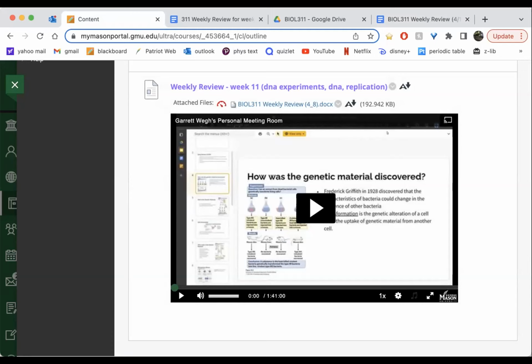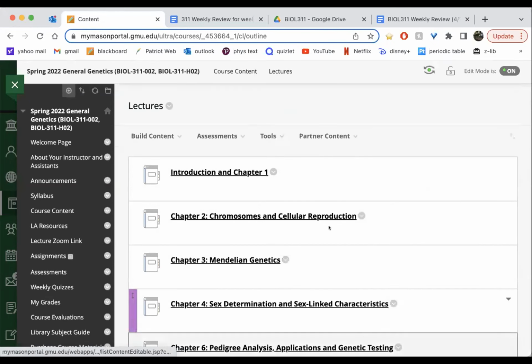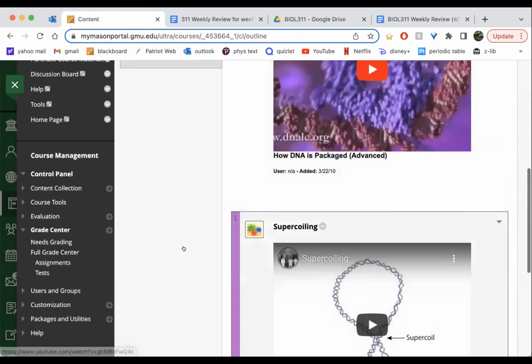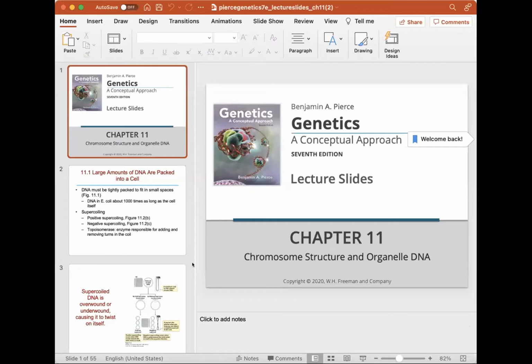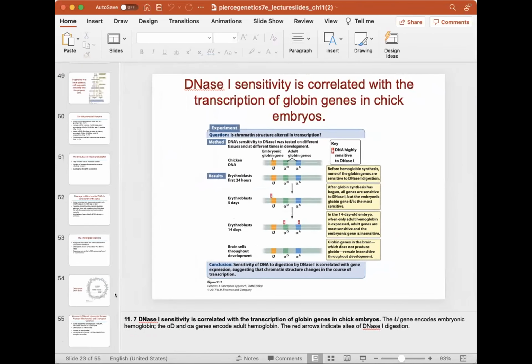No problem, guys. Is there anything else that people would like to go over besides 3-point crosses? Slide 23 from chapter 11, sure. Let me see. All right, so slide 23. Is this the slide that you were talking about, Casey? Okay. So what did you want to talk about from this slide? Or just like the whole slide in general?